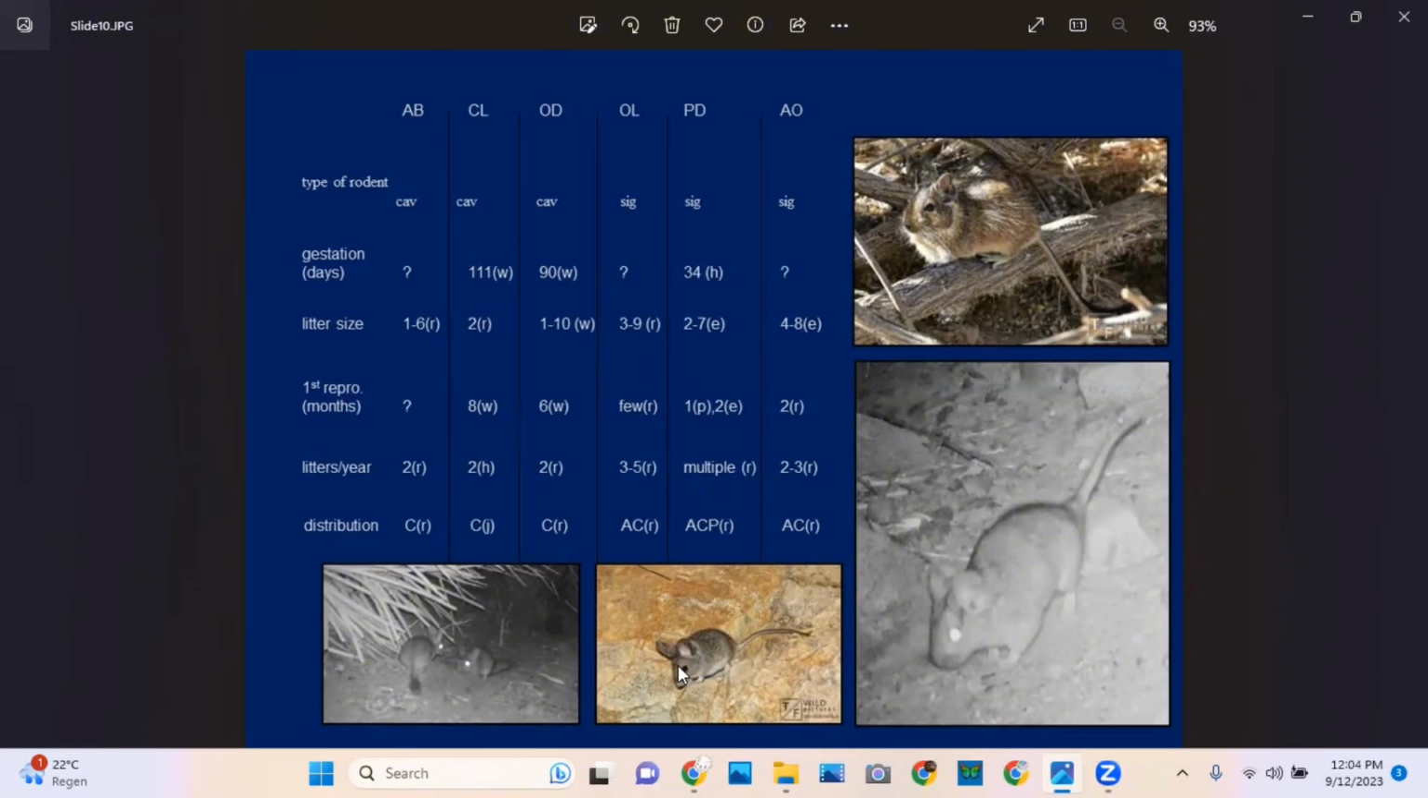Darwin's leaf-eared mouse. So this is what we're going to look at. Now, it's a different type. It's not a caviomorph rodent like the chinchilla. It's a different type of rodent.